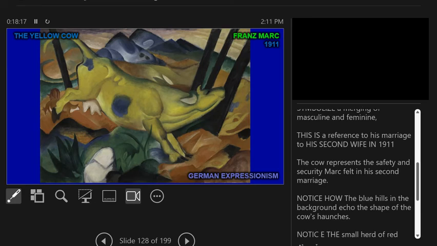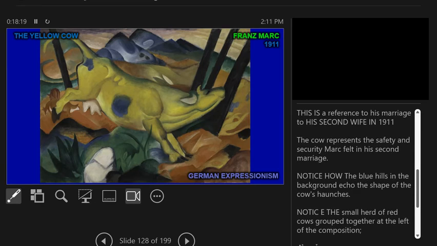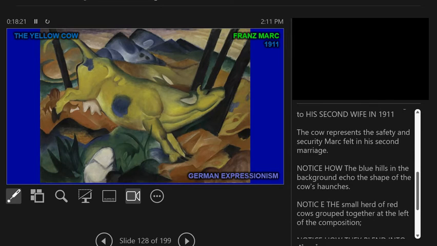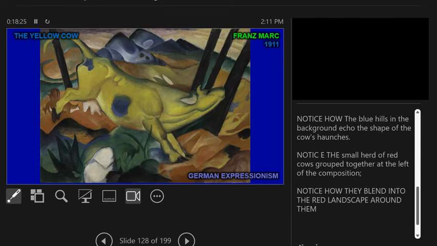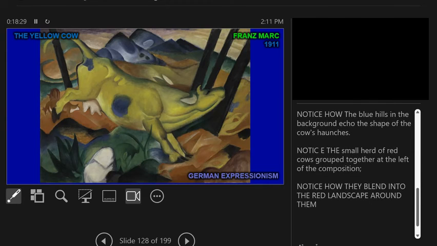And this painting is a reference to his marriage to his second wife in 1911. The cow represents the safety and security Marc felt in his second marriage. And notice how the blue hills in the background echo the shape of the cow's haunches, much like the hills in the background of the horse painting were the same as the curves on the horses.